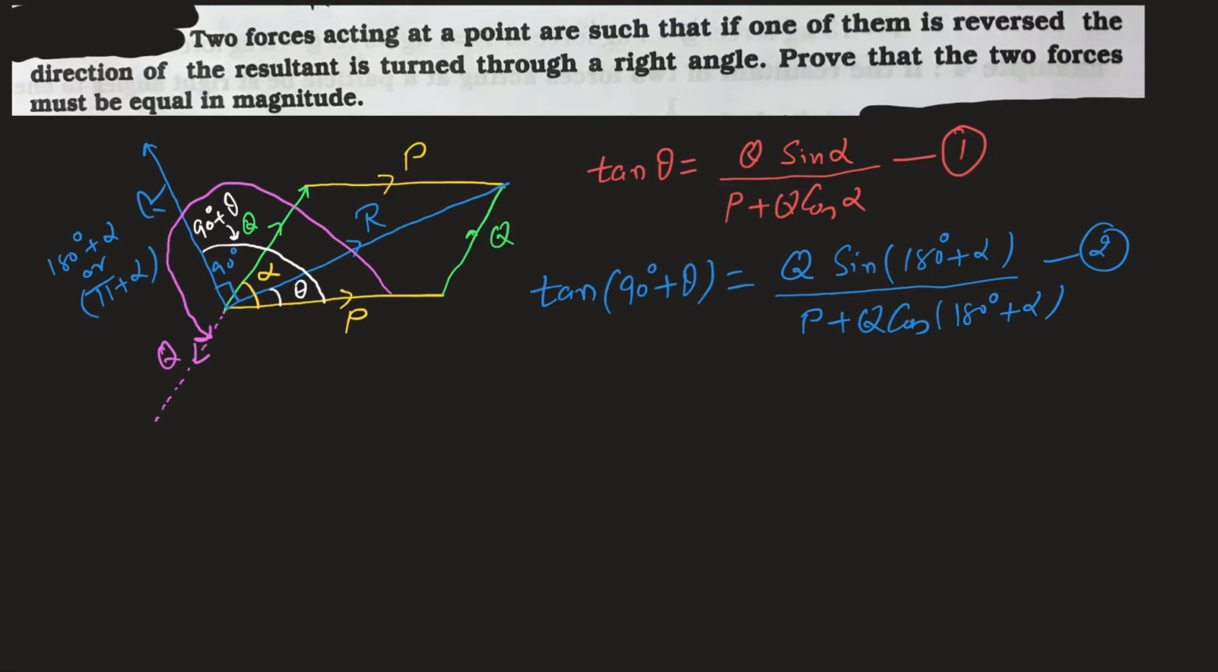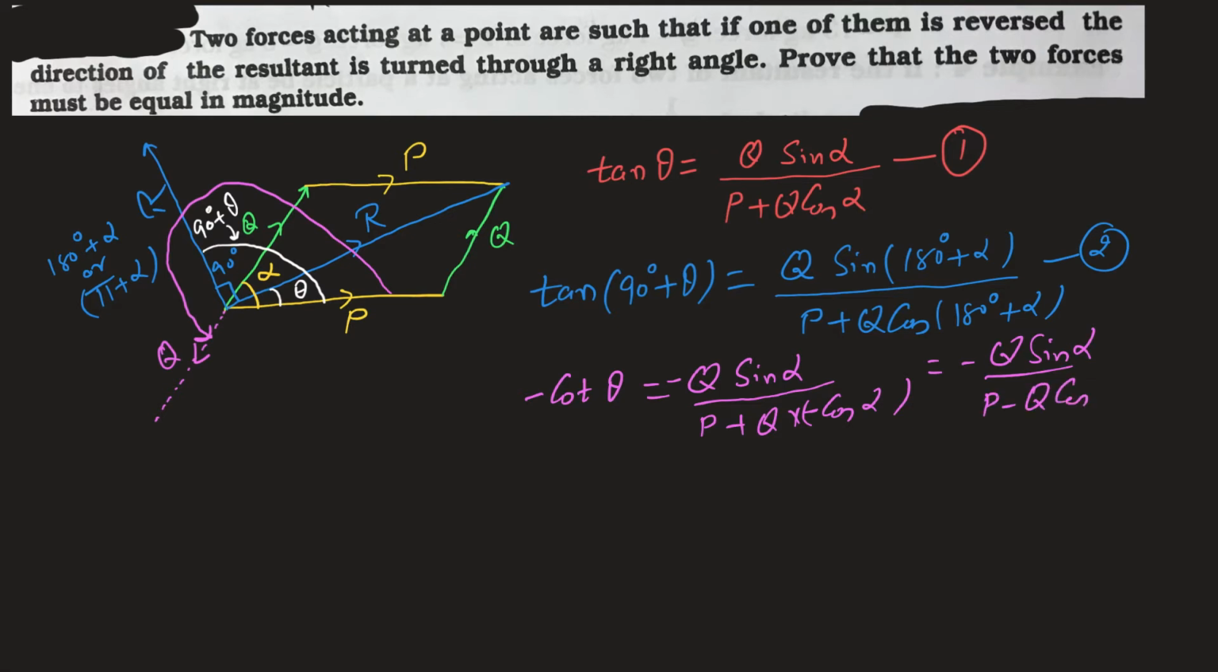Okay, it will be of minus sine. So it will be minus cot theta is equal to q sine alpha, and sine 180 plus alpha is nothing but minus sine alpha, since sine will be negative in the third quadrant, divided by p plus q cos alpha. Cos 180 plus alpha is minus cos alpha, and in the third quadrant cos is negative. So I think it is fine: minus cot theta is equal to q sine alpha over p minus q cos alpha. You may name it as equation number 3.